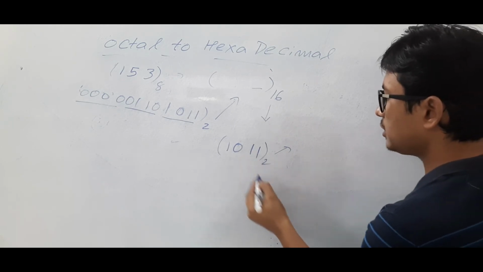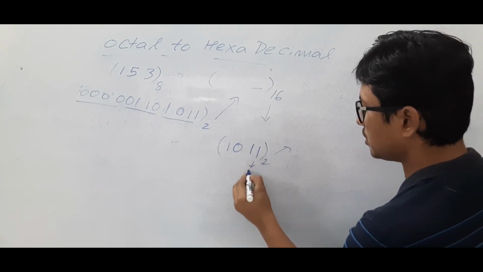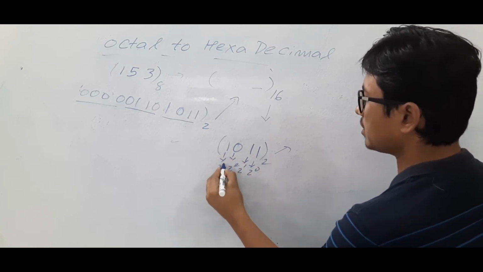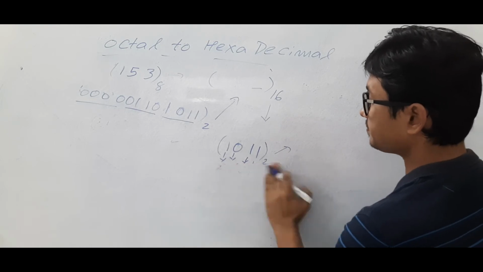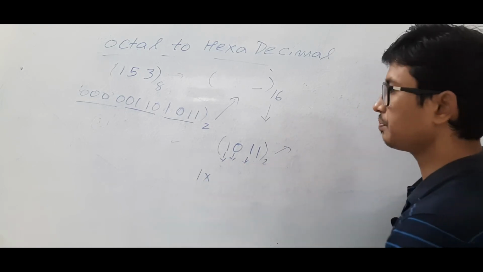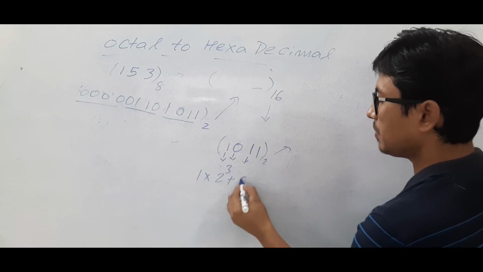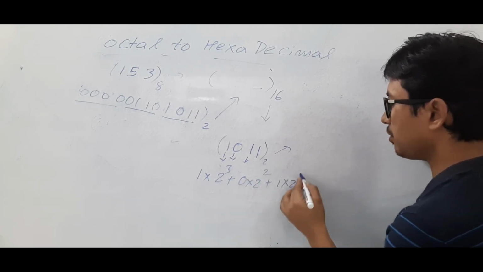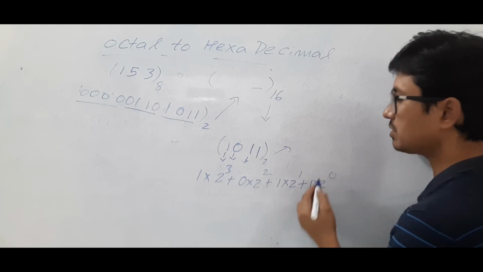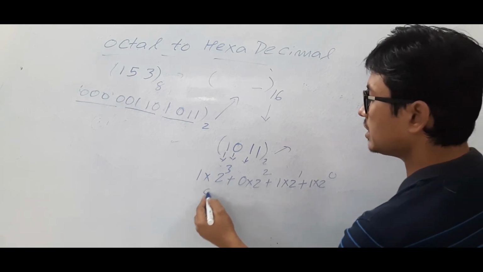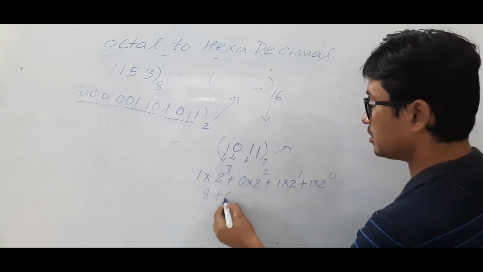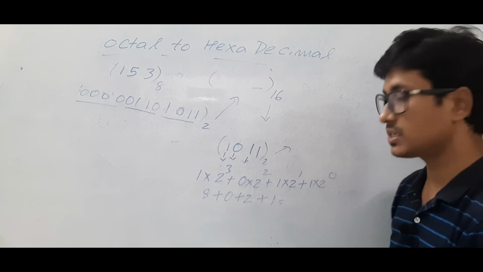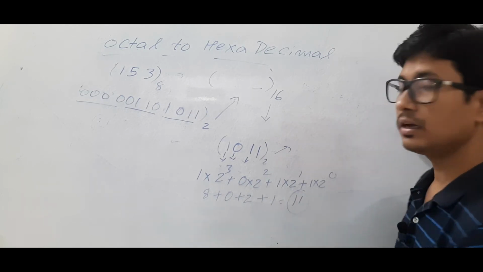First I need to convert it into a decimal number. So how I will do it, please check. This weight is 2 power 0, this is 2 power 1, this is 2 power 2, this is 2 power 3. So I can write it as 1 into 2 power 3 plus 0 into 2 power 2 plus 1 into 2 power 1 plus 1 into 2 power 0. So 1 into 2 power 3 is 8, plus 0 plus 2 plus 1, which is 11. Are you able to understand?